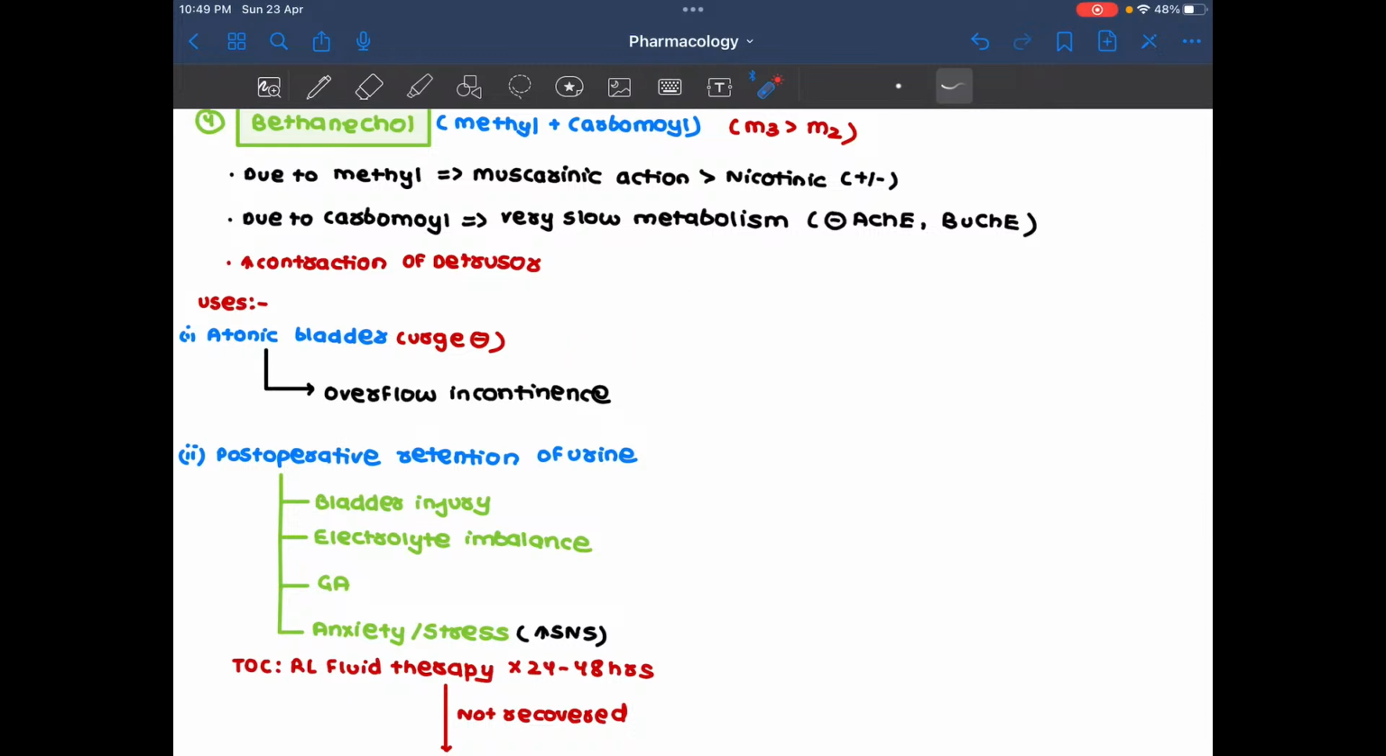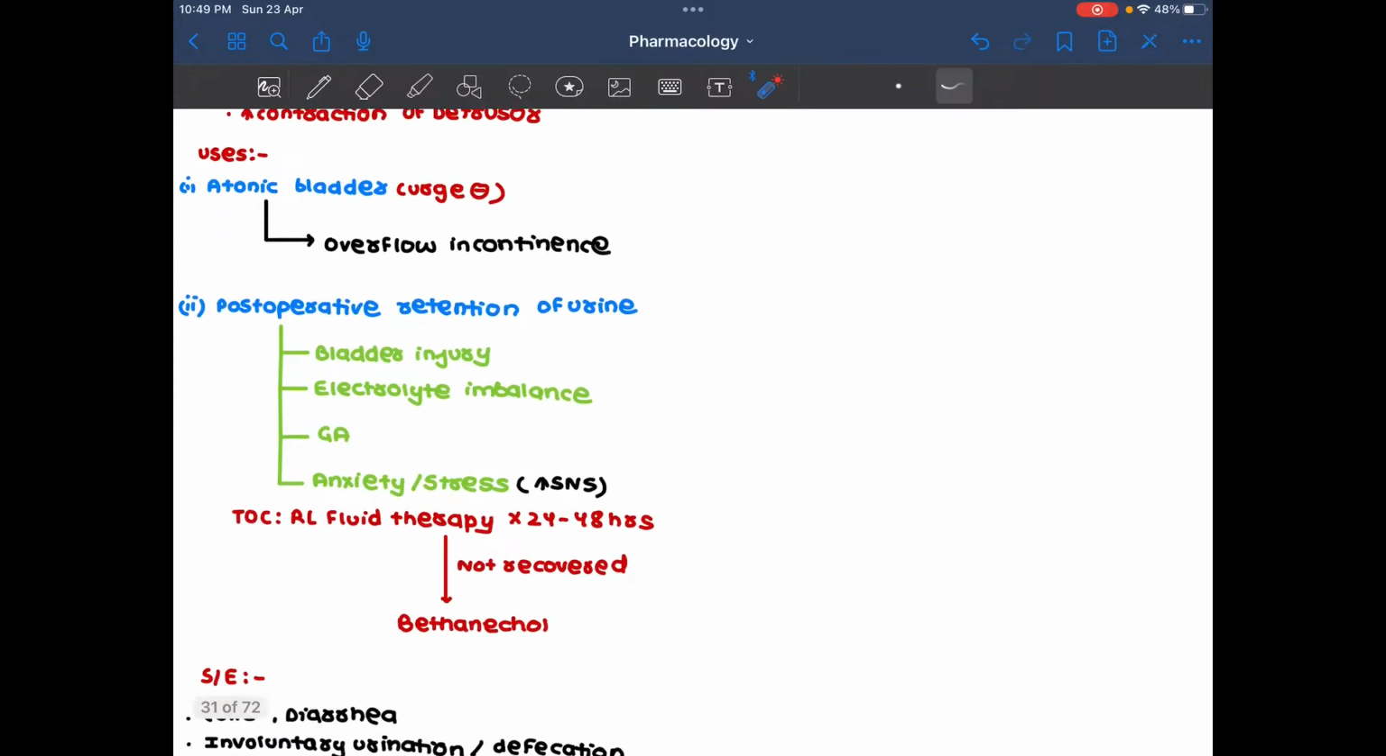The second thing I can use it for is post-operative retention of urine. Whether it be a bladder injury, or it is due to general anesthesia, or due to electrolyte imbalance, or anxiety or stress, anything. For post-operative retention of urine, I can give this bethanechol.